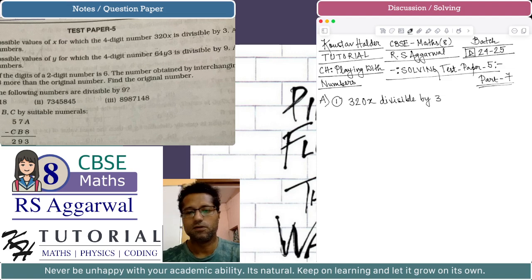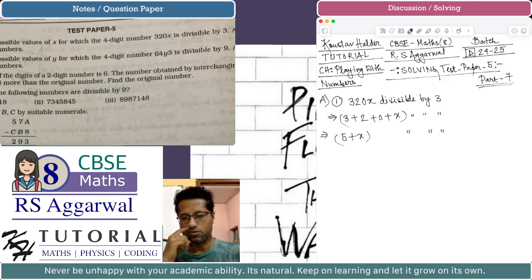by 3. So we know that a number is divisible by 3 when the sum of the digits of the number is divisible by 3. So we must have 3 plus 2 plus 0 plus x divisible by 3. So this implies we must have 5 plus x divisible by 3. Now, 5 plus x must be divisible by 3. Now, what is the next number after 5 which is divisible by 3?